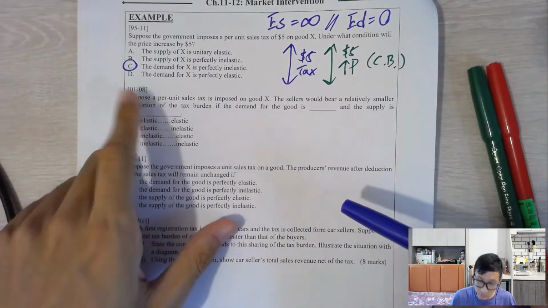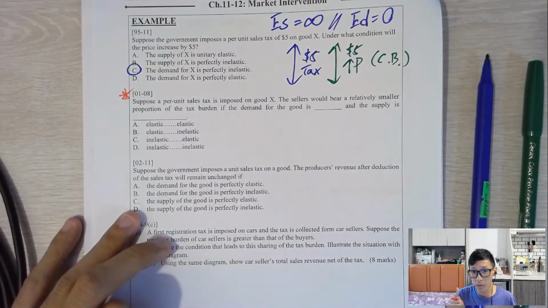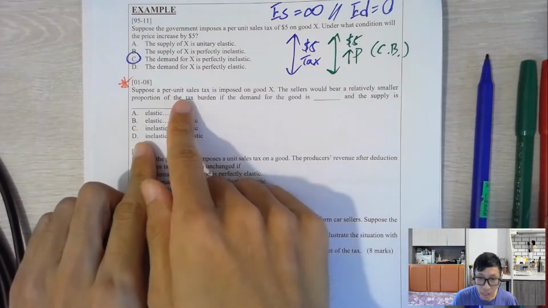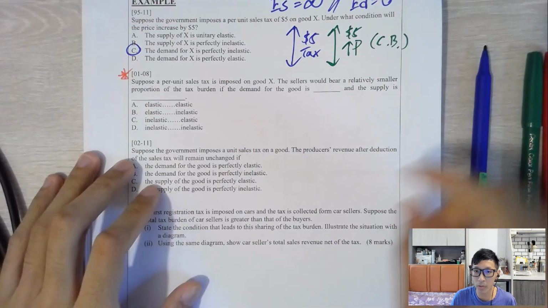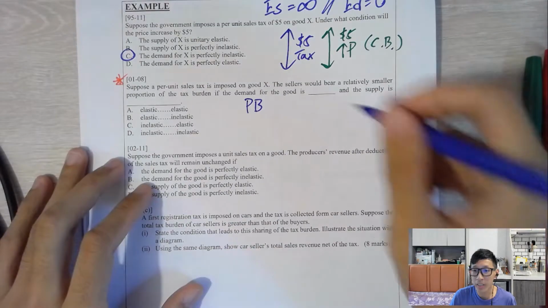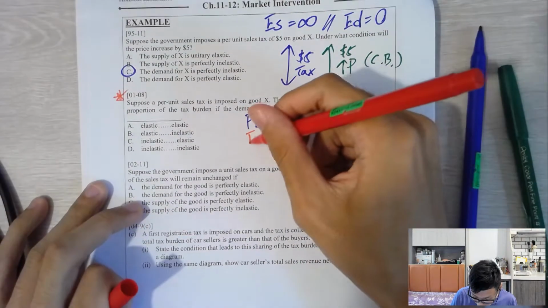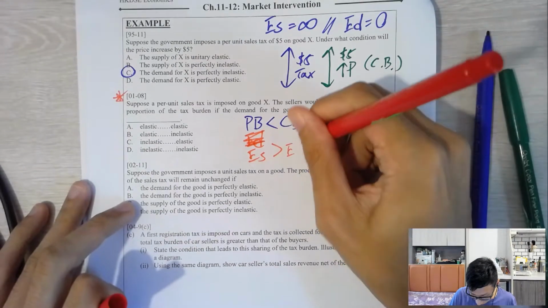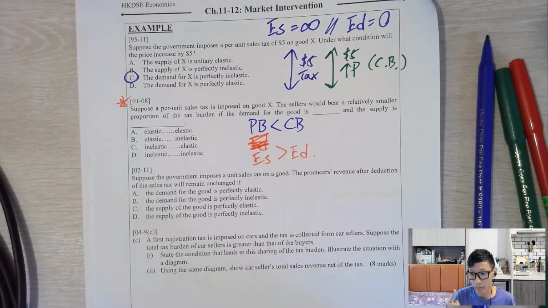Okay, 好了, wow, this is my favorite question. 很多人就是拿著這條教錯了, okay? Boys, study this question with a grain of salt. 麻煩你自己小心一點溫書, okay? 好了,先看, per unit tax, now seller would bear relatively smaller portion than buyer. 什麼意思啊? It means PB, producer tax burden, is smaller than the consumer tax burden. When would this happen? We know that when supply is more elastic than demand. 重點是 more elastic.